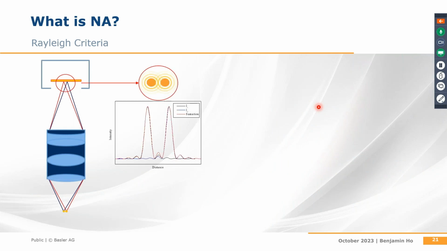The Rayleigh criterion states that when two point sources of light on the object side pass through the lens and are imaged on the sensor, they no longer appear as two distinct point sources, but instead transform into concentric circles of a specific size. These concentric circles are known as the Airy disk.